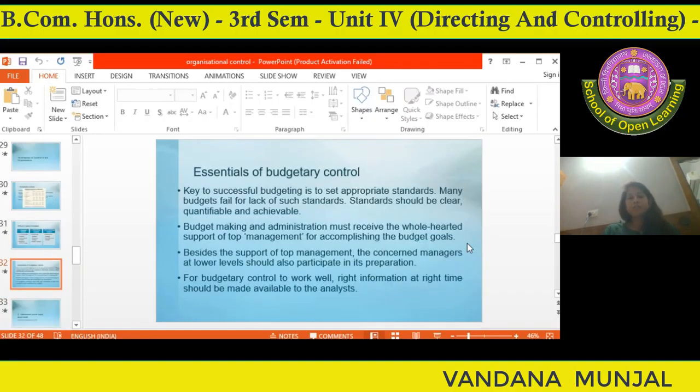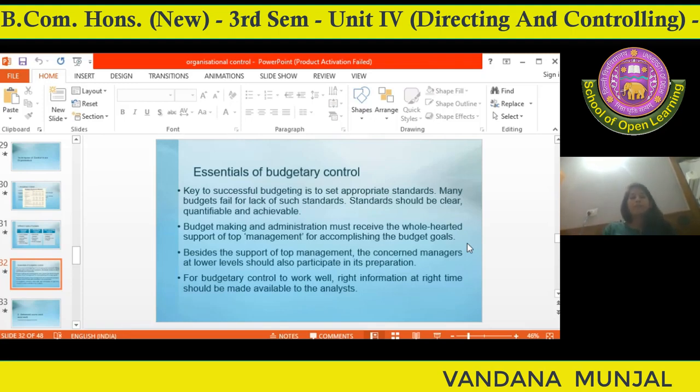Essentials of budgetary control. The key to successful budgeting is to set appropriate standards. If you have not done the budgeting properly, then the control will also not be proper. Budget making is the task of top management. So staying committed to the budget is also the task of top management.